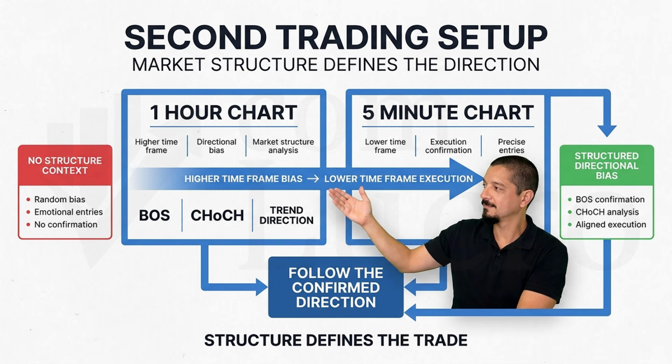For this setup, 2 time frames are used to execute the trade. The 1-hour chart serves as the higher time frame, while the 5-minute chart is used as the lower time frame. On the 1-hour chart, the focus is on analyzing market structure to determine the overall trend. Look for breaks of structure and changes in character to define directional bias.